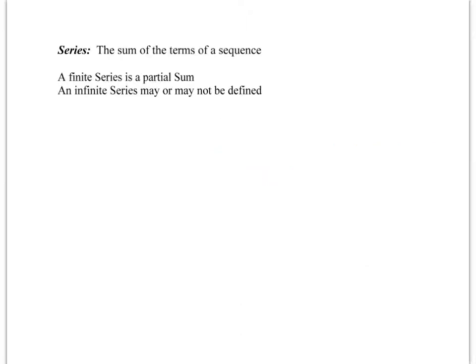A series is the sum of the terms of a sequence. In other words, what we're going to do is take our sequence and add up all of the terms to get our series. A finite series is called a partial sum.